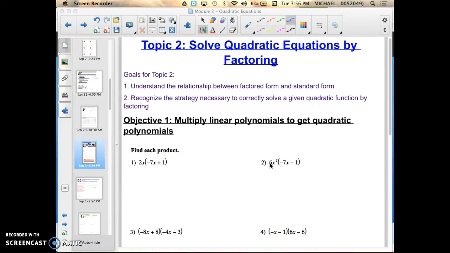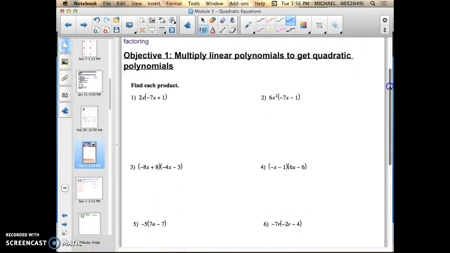Alright, before we get into the factoring though, I want to show you what objective 1 is, what I'm going to talk about in this video. So objective 1 of topic 2 is to multiply linear polynomials to get quadratic polynomials. And another way to look at this, all of these polynomials, all of these functions are in factored form. We're going to multiply them together to get back to standard form. Alright? It's the opposite of what factoring is. So multiplication gets you back into standard form. Factoring is similar to division, gets you into factored form.